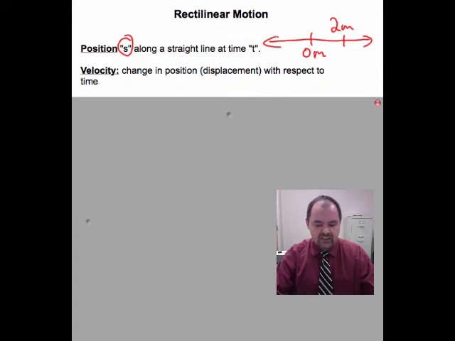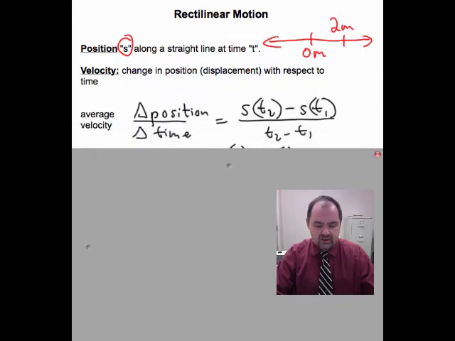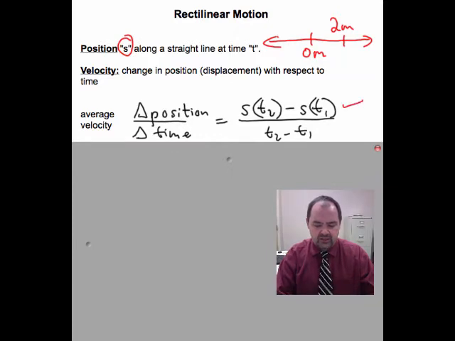Velocity, by definition, is the change in position over the change in time. So we subtract our two positions and divide by the change in the time over that position, and that gives us our average velocity.